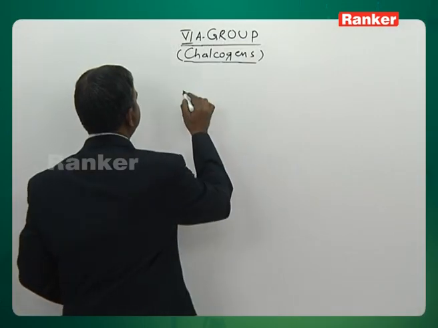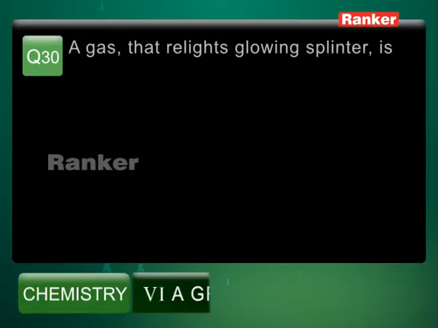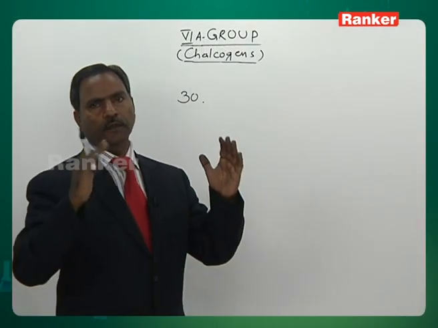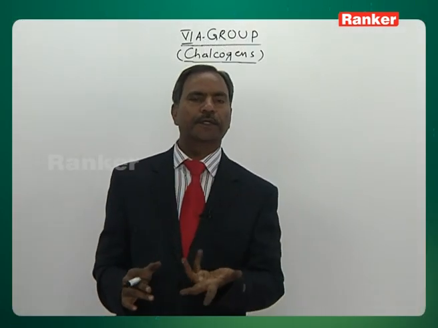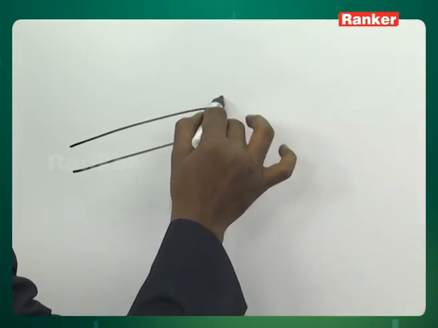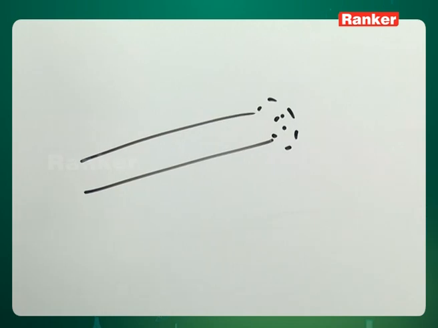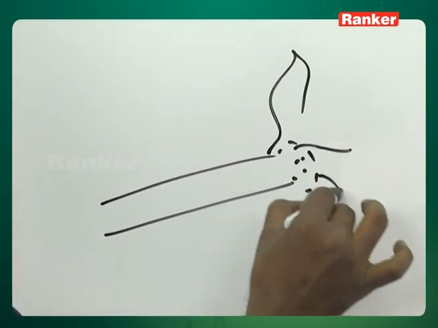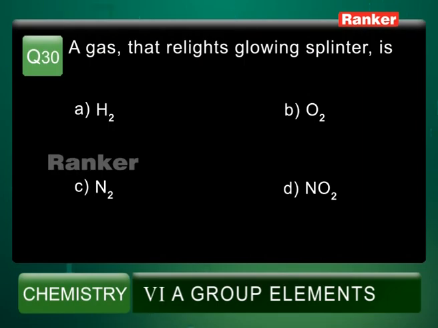Question number 30. A gas that relights a glowing splinter is: option A is H2, B is O2, C is N2, D is NO2. The gas which supports combustion is oxygen. Therefore, a red glowing splinter, whenever you put it into oxygen, it glows and catches fire. Therefore, coming to question number 30, answer is B, oxygen.